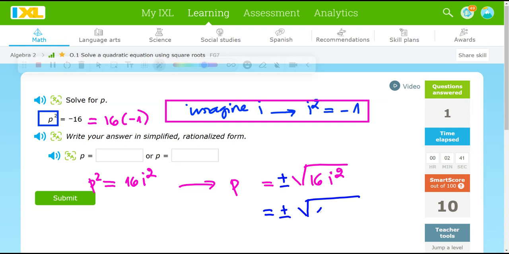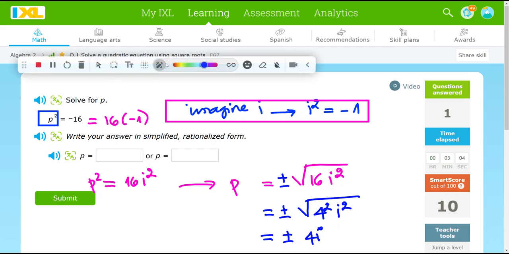16 is 4 squared, so 4 squared inside the square root. The answer should be the number 4. And then i squared, to get out of the square root, becomes i. That's it. So two solutions; we call them two imaginary solutions, or you can call them complex solutions.